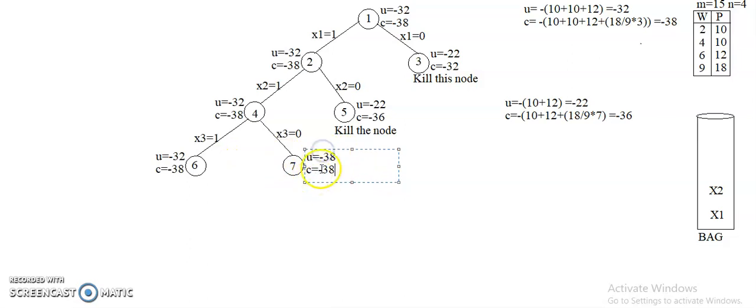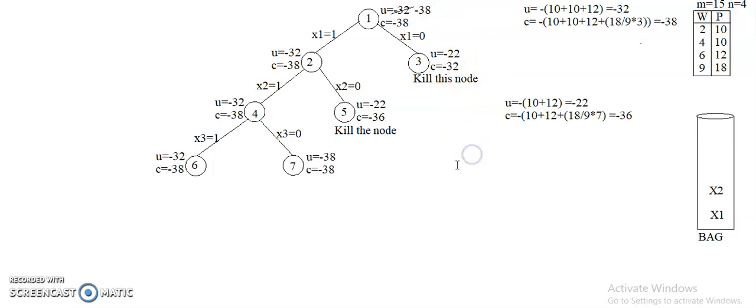So now what I am supposed to do: the upper bound value has got updated. Whatever upper bound value we found initially, the one we have found at node number 7 is smaller compared to what we assumed initially. So I need to erase this value and update it as minus 38. So this is my new upper bound. If the upper bound changes and is smaller, I need to update it.